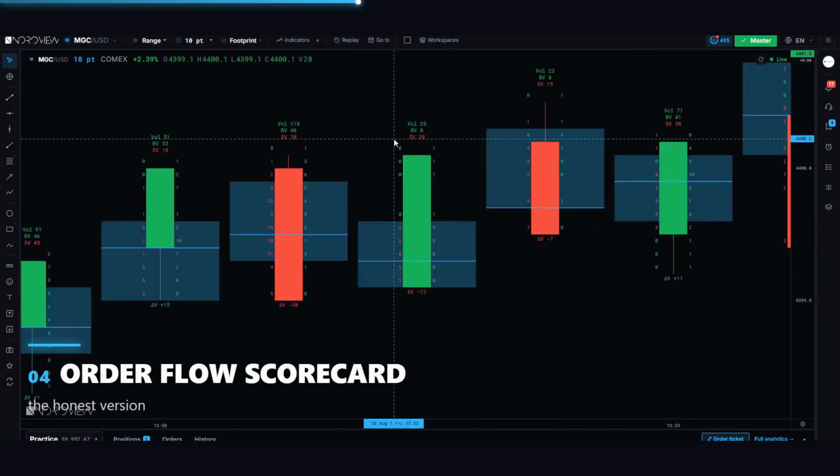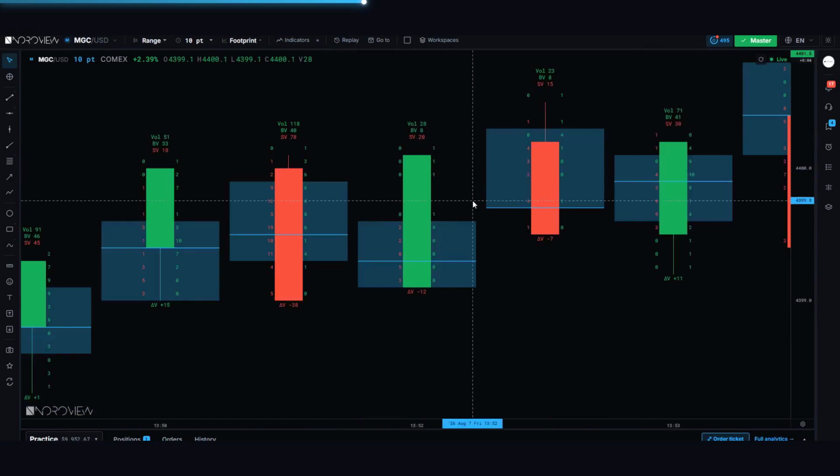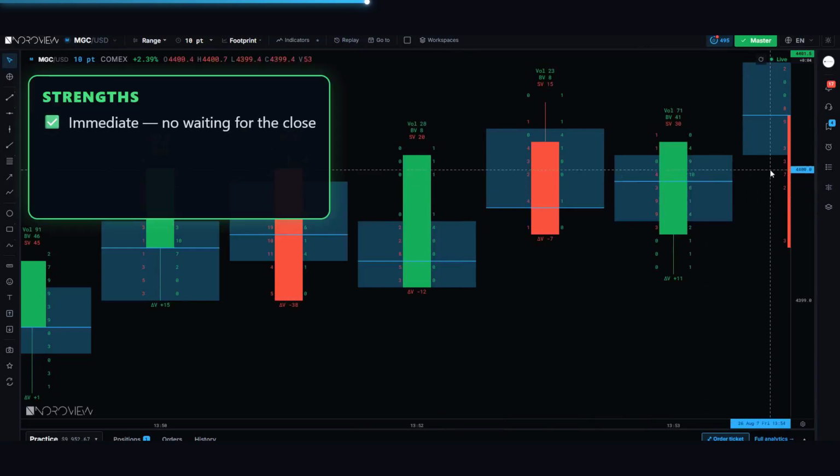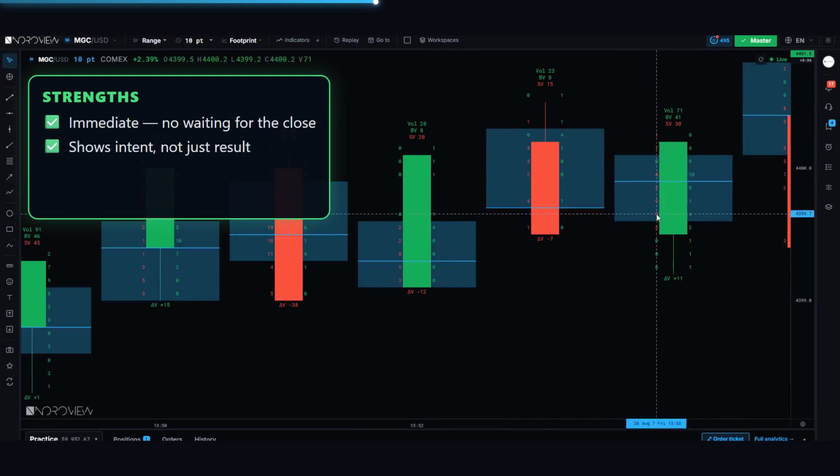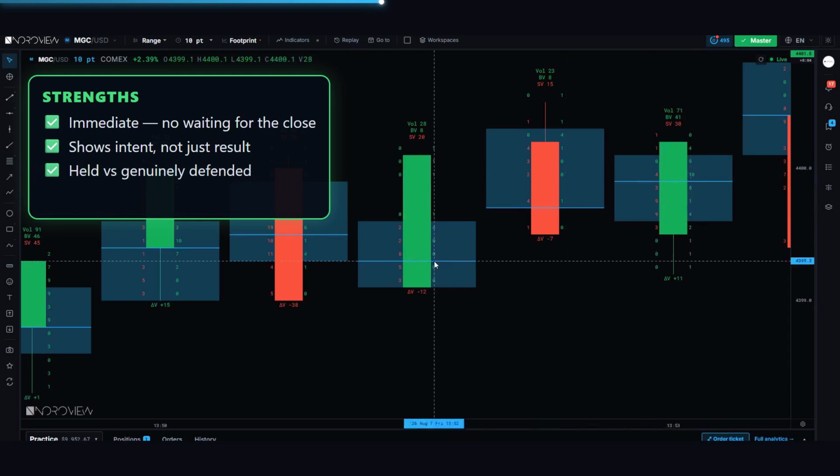So order flow must win, right? Not so fast. Let's give it exactly the same honest scorecard. The strengths first. Order flow is immediate. You're watching the bar get built. It shows intent. You can see who is being aggressive and who is standing still. It separates a level that merely held from a level that was genuinely defended.